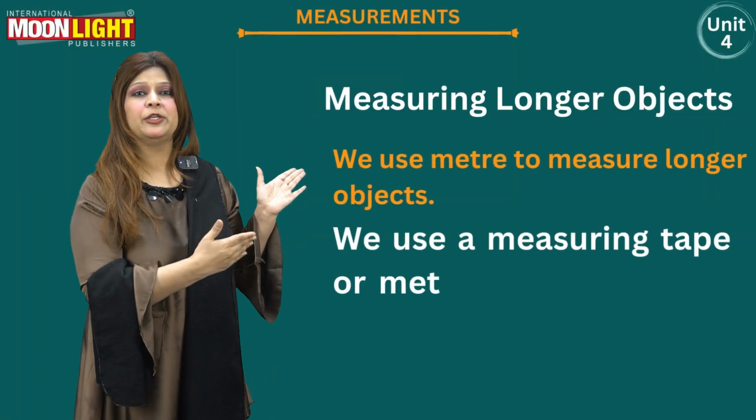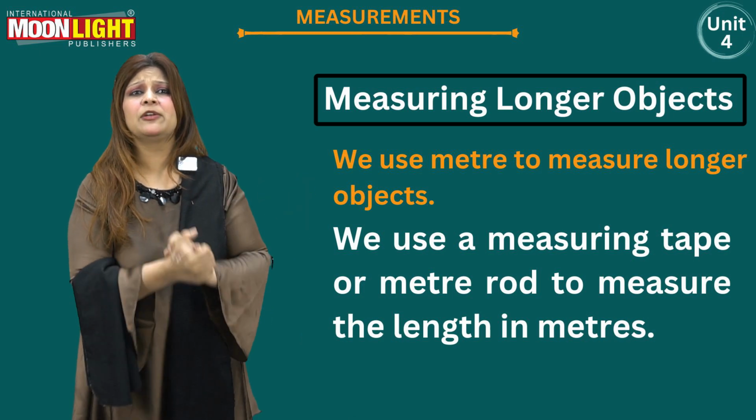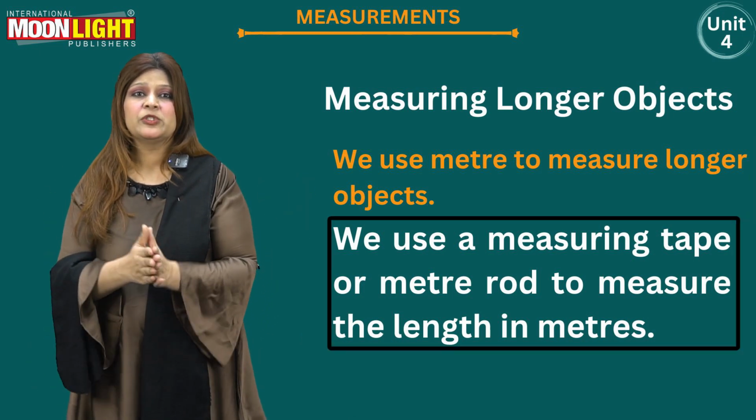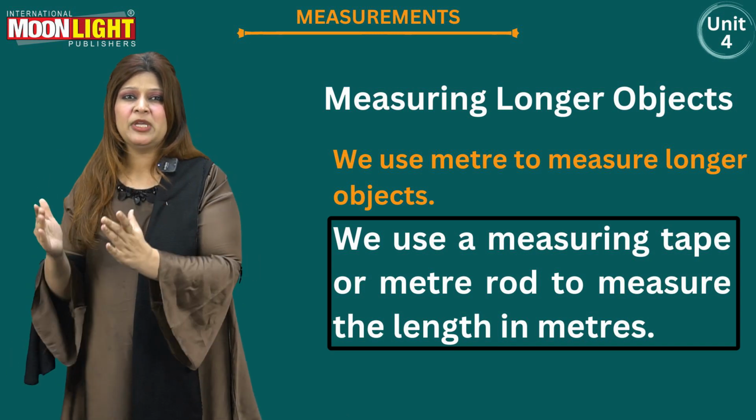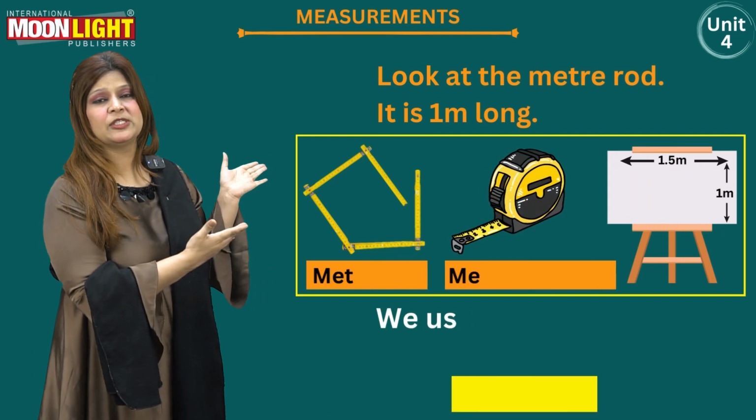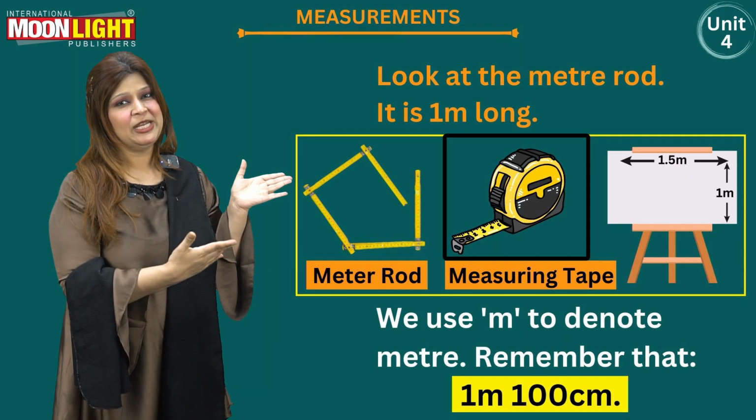We are going to measure longer object. How? For measuring longer object, we use meter to measure longer object. We use measuring tape or meter rod to measure the length. Okay, in this example you can check over here. Here is the picture of meter rod and measuring tape.